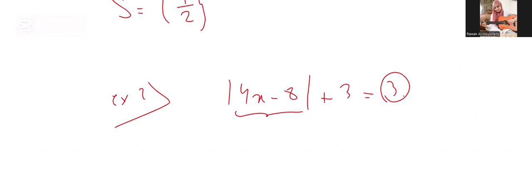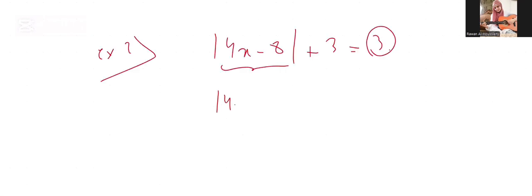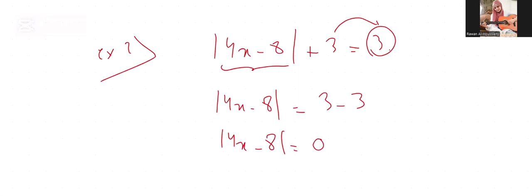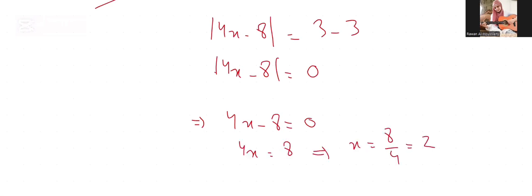So now I have the absolute value of 4x minus 8. Now the 3 here I want to move to after the equal, so it becomes 3 minus 3. So 4x minus 8 equal to 0. Now, absolute value equal to 0, we can directly remove the absolute value. So I have 4x minus 8 equal to 0. So 4x equal to 8, meaning x equals 8 divided by 4, which gives us 2. So this is our solution.